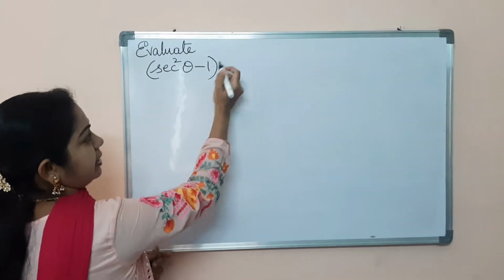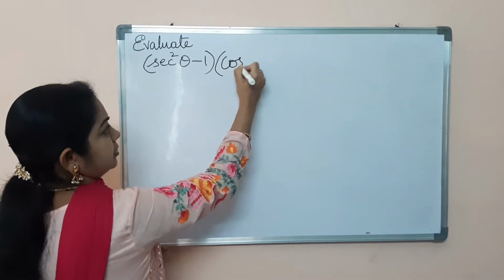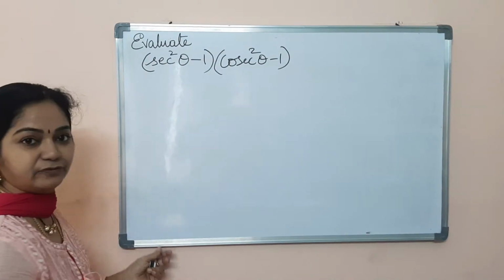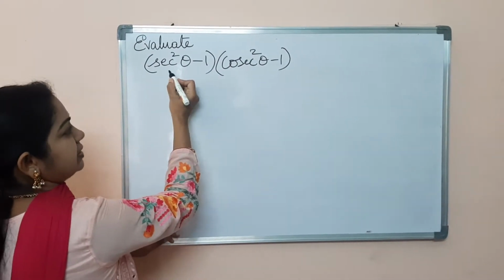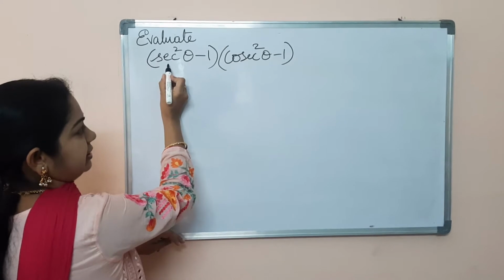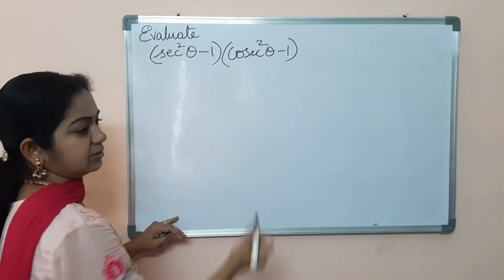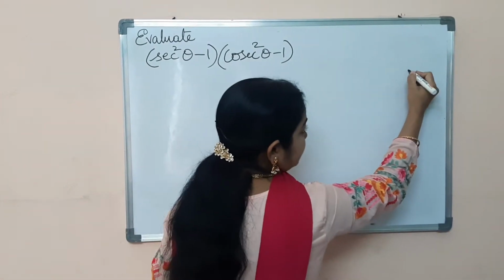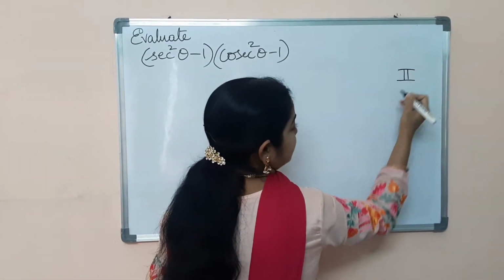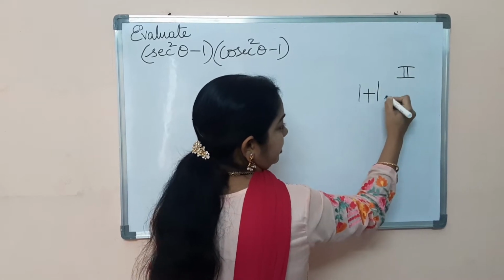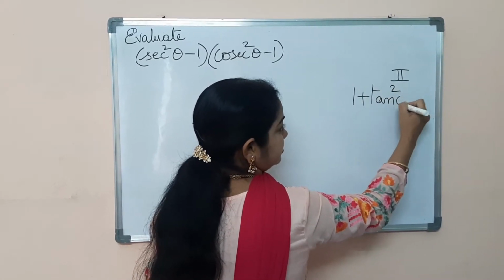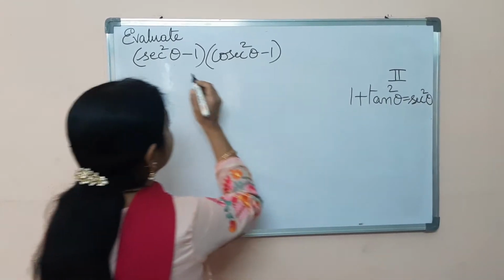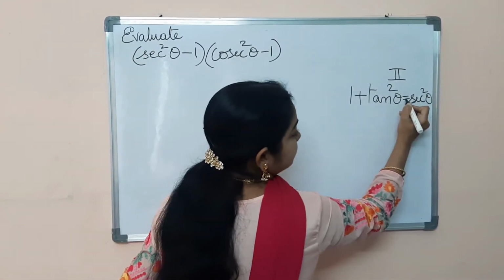Evaluate (secant square theta minus 1) by (cosecant square theta minus 1). This is a problem in the 11.4 exercise. Seeing this problem, we can clearly see that here there is secant square, here it is cosecant square. We have to remind ourselves of our identities. The second identity involves the secant square, so I will make use of it: 1 plus tan square theta equal to secant square theta.